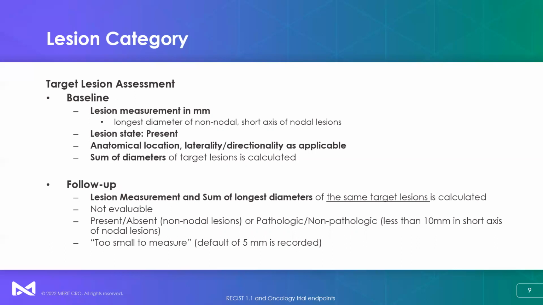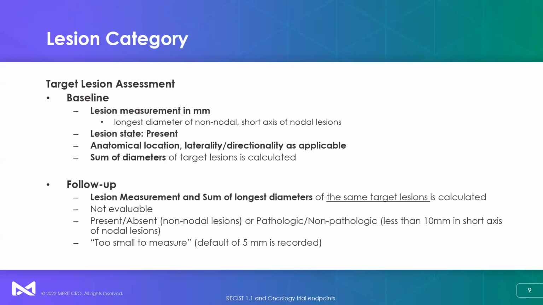Upon follow-up visits, lesion measurements are recorded, and the sum of diameters should also be calculated for the same target lesions that were identified at the baseline. Sometimes the reader might indicate images are not available. They might put not available, adding a reason why it was not available. Also, the lesion state of present or absent, or pathologic or non-pathologic if it is a lymph node, should be recorded.